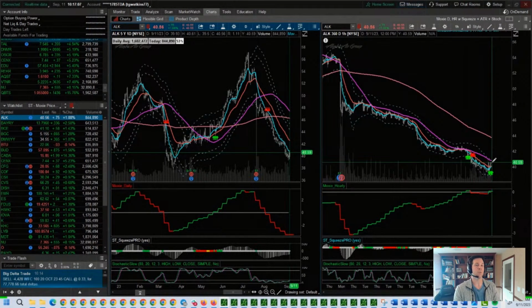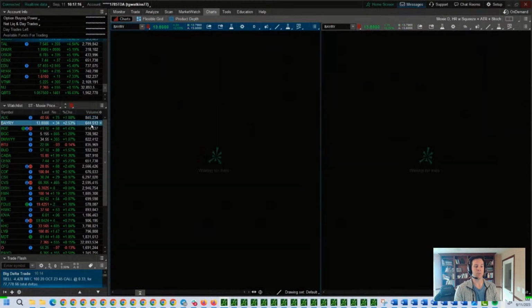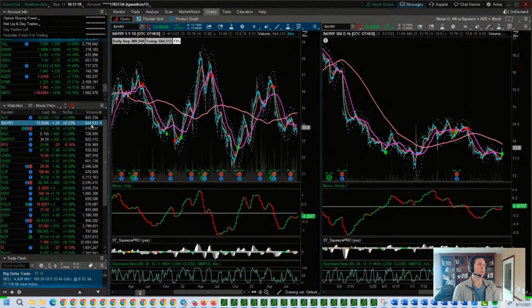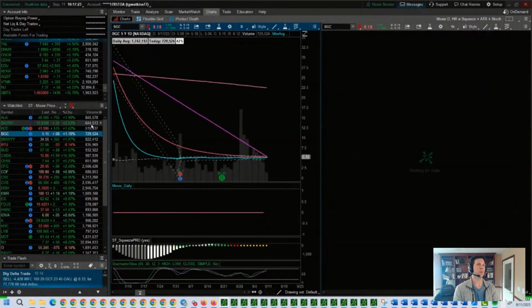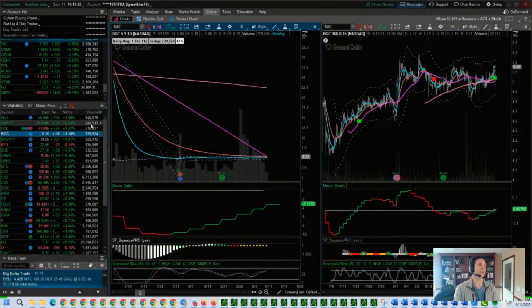Maybe it's very oversold, so maybe there could be a snapback. And if you like to play those kinds of moves, then sure, keep this on your watch list and see if there's something to do about it. But let's keep taking a look. Maybe there's something a little bit better. Yeah, I don't even know what this one is. Let me see if there's something that we can find. Let's just go through this quickly and see if there's something. Yeah, see, I don't want to do that.